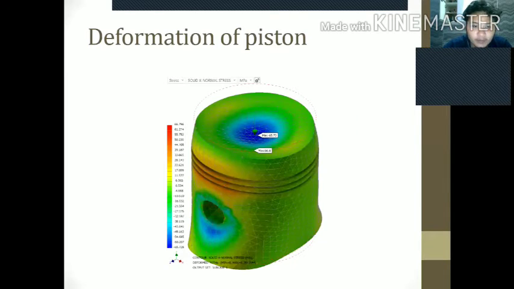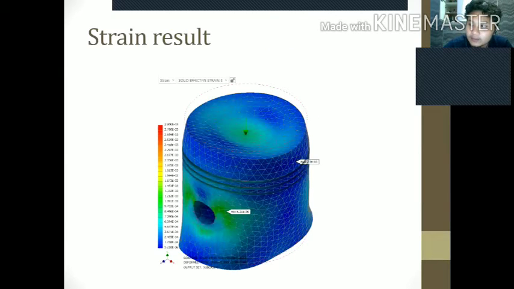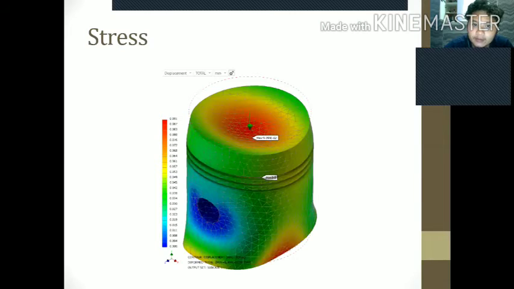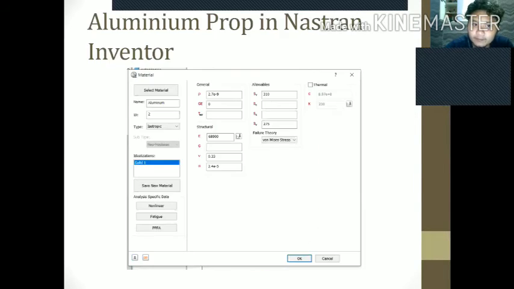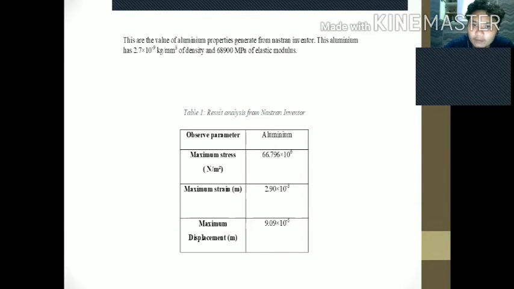So this is the deformation of the piston. I use the Autodesk Nastran Inventor. Next is the strain result, and this is the stress for the piston. So this is the aluminium properties in Nastran Inventor. The values of aluminium properties are generated from Nastran Inventor. This aluminium has a density of 2.7 times 10 to the power of negative 9 kg per mm cubed and 68,900 MPa of elastic modulus. So that is the result from Nastran Inventor. You can see the maximum stress, maximum strain, and maximum displacement.